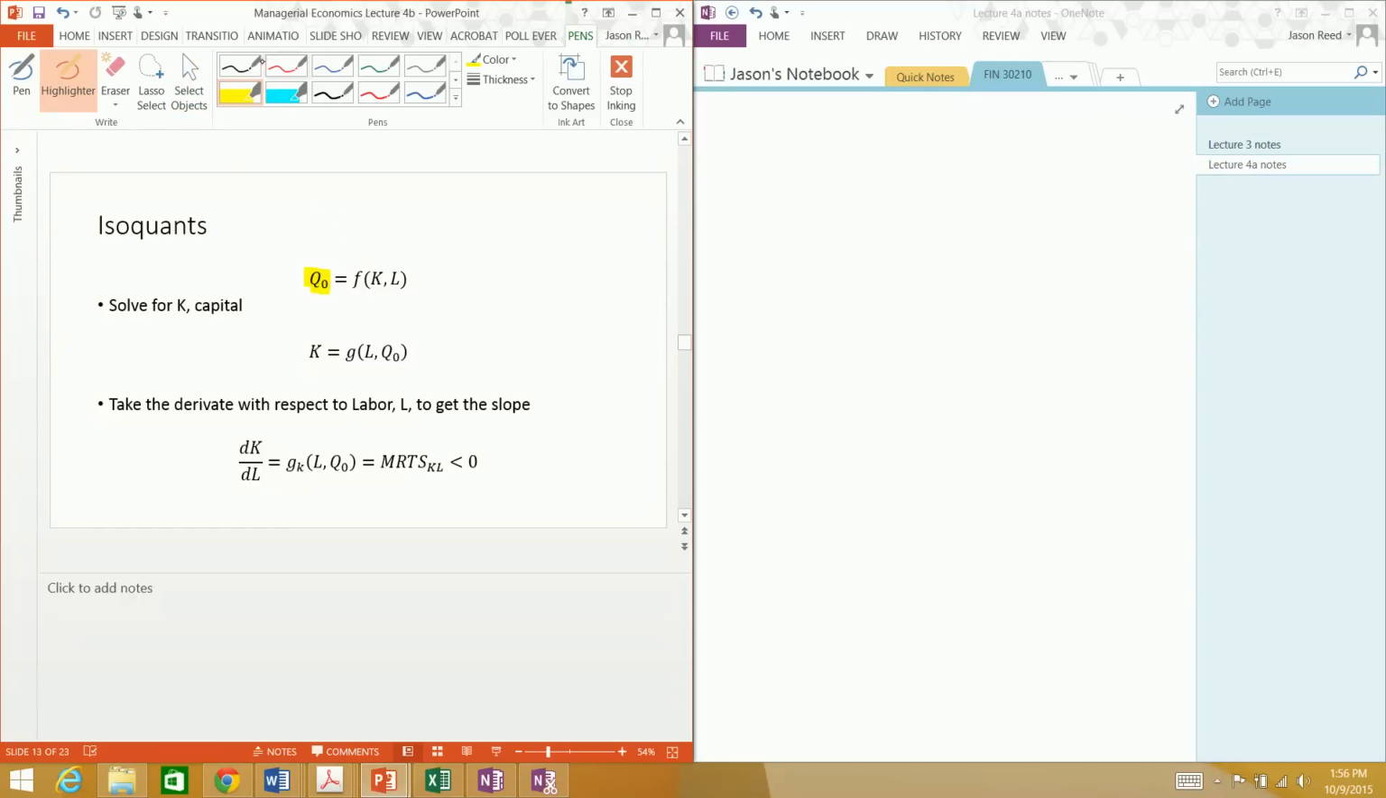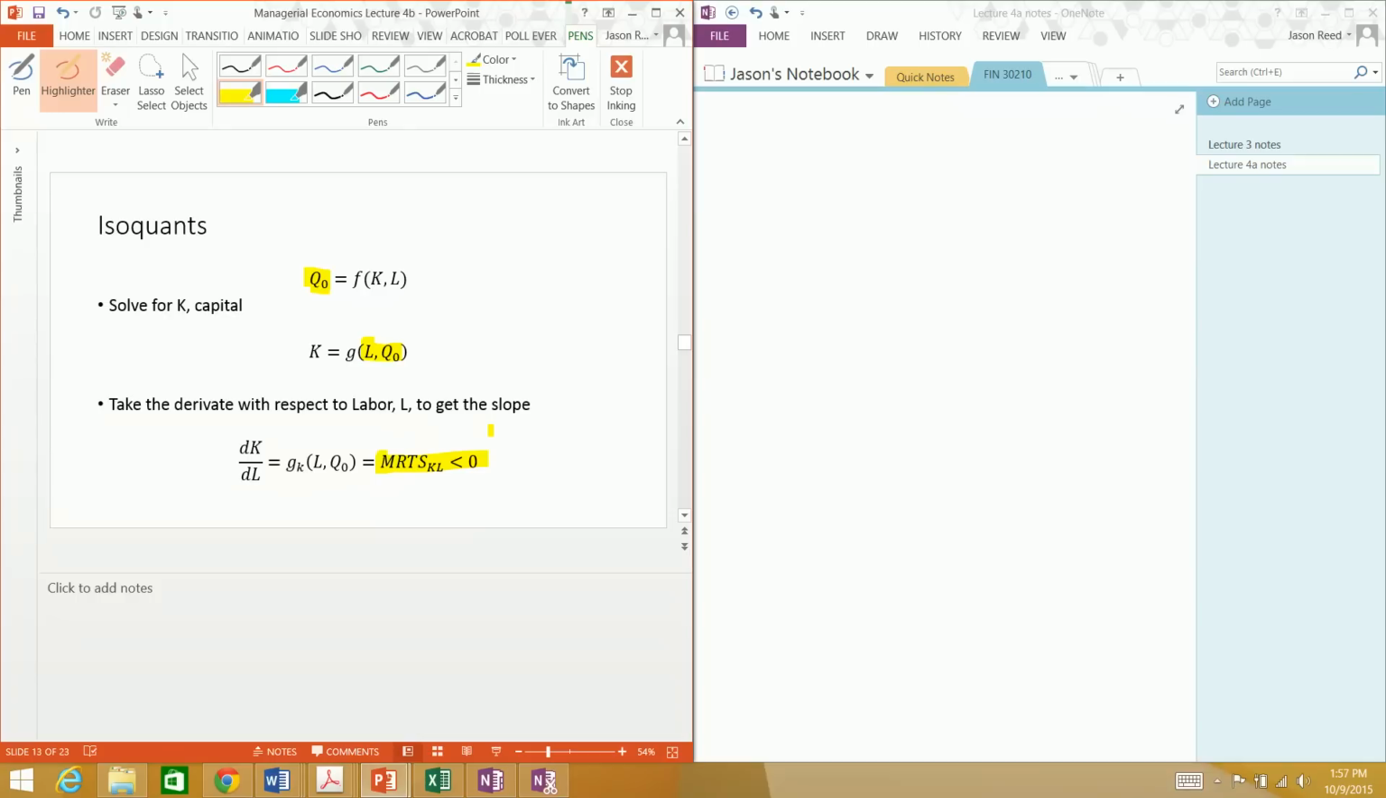Then we're going to solve for K, or capital, in terms of L and Q. So this fixed level of quantity will show up in a new equation for K. Once we've set up this equation, what we can do is look at the slope of this equation. In order to do that, we take the first derivative with respect to labor, because this will tell us how capital changes as we change labor. This is what we define to be the marginal rate of technical substitution.